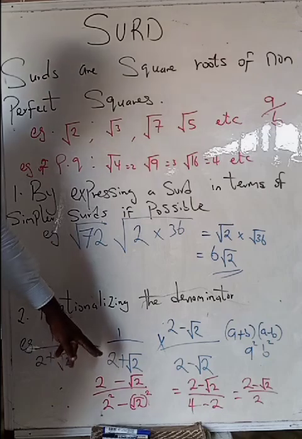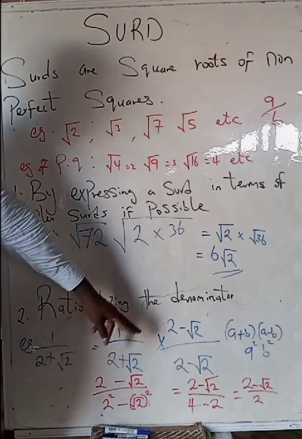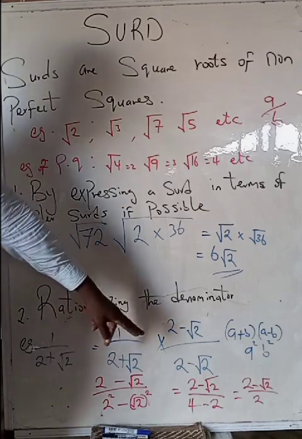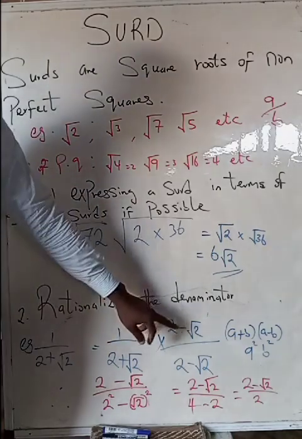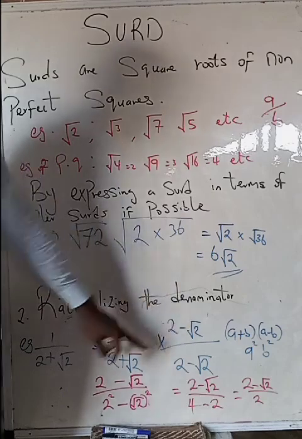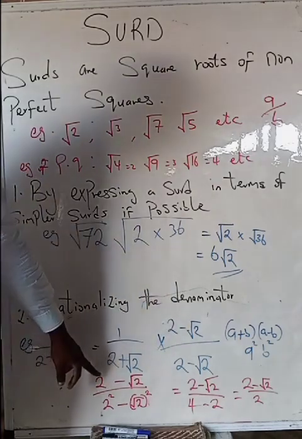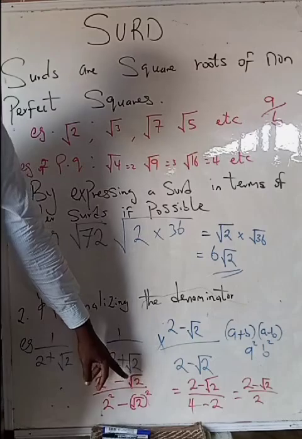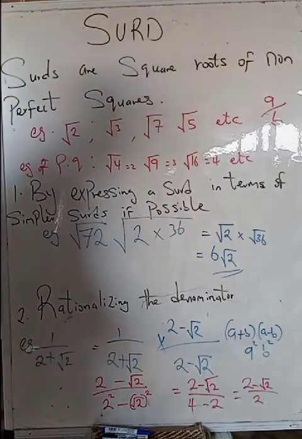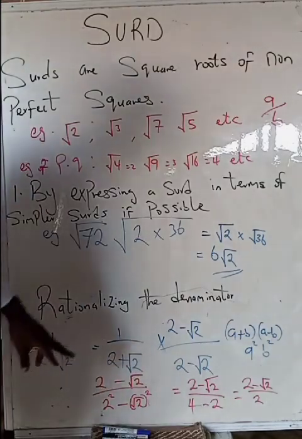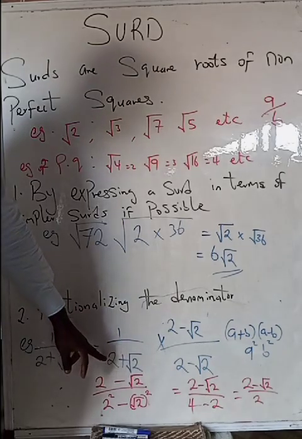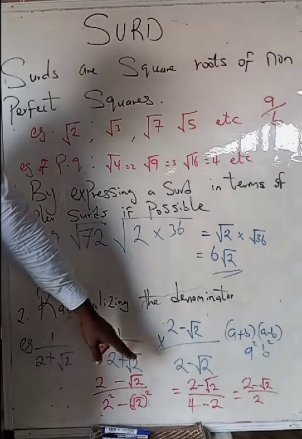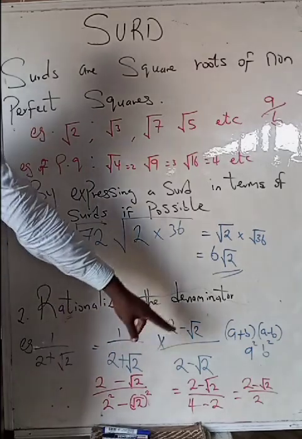1 over 2 plus root 2 times 2 minus square root of 2 all over 2 minus square root of 2. Now, 1 times 2 minus square root of 2 will give you 2 minus square root of 2, because 1 times any number will give you that same number. But for the denominator, we are multiplying 2 plus square root of 2 times 2 minus square root of 2.